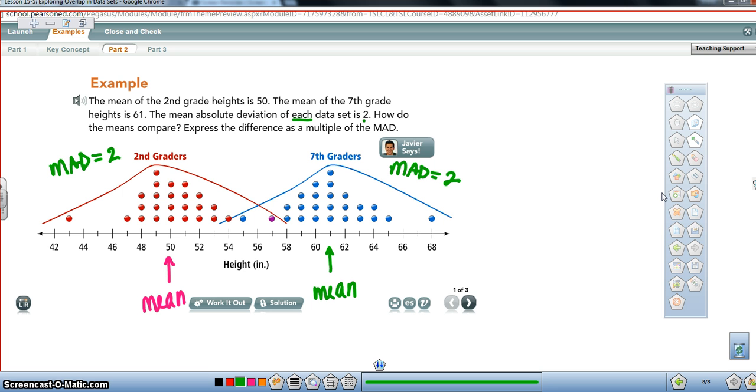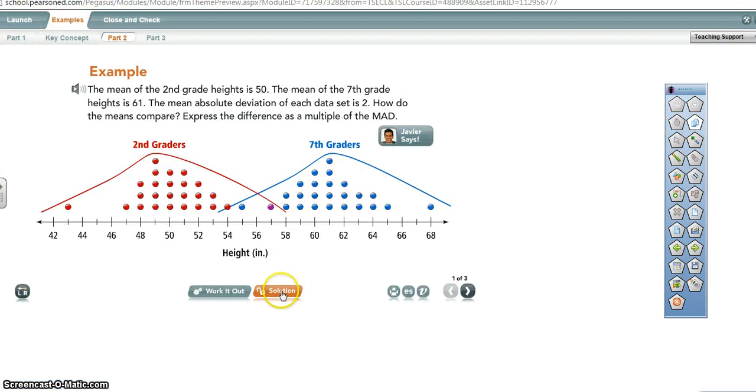We can't really do this multiple thing unless we have similar mean absolute deviations. So since they have the same kind of spread, we're going to describe how far apart their means are by counting how many mean absolute deviations it would take to get from this mean to that mean. Let's watch a video that will show you more visually how this works.